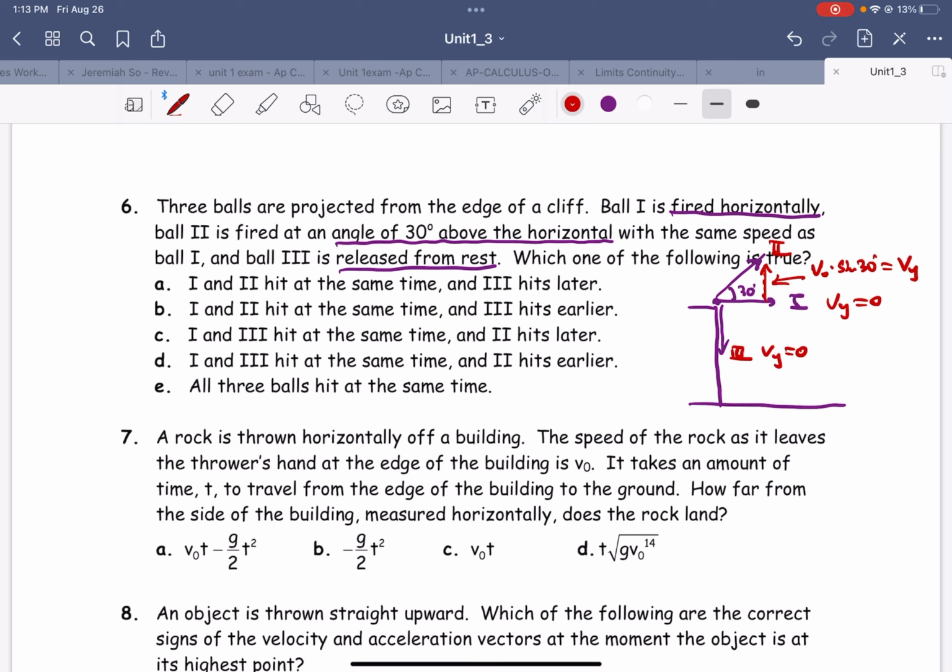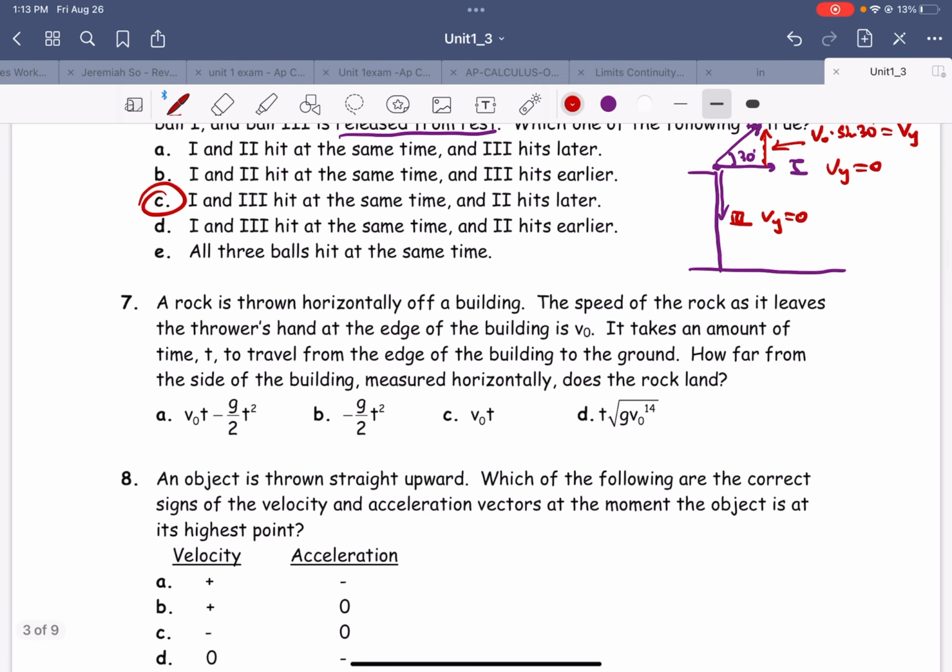So obviously, the second one takes longer to hit the ground, but the first one and third one don't have any vertical velocity. Okay, you have only acceleration from gravity. So the first ball and third ball will hit at the same time, but the second ball has a vertical velocity in the direction opposite to going down, so it will hit later. Okay, so answer is C.